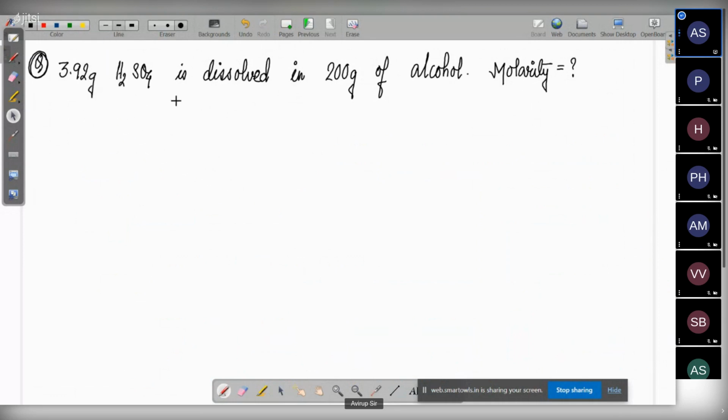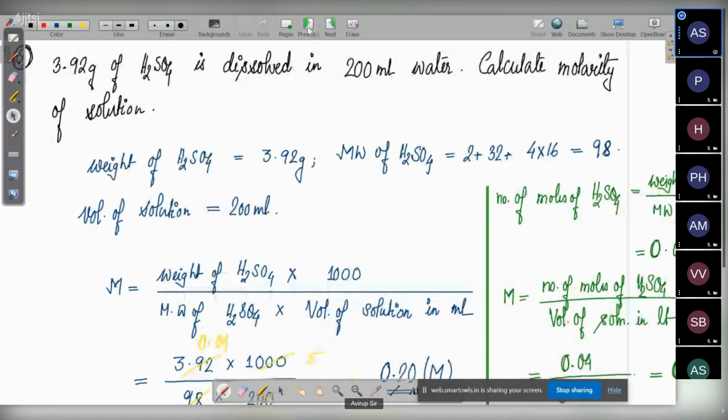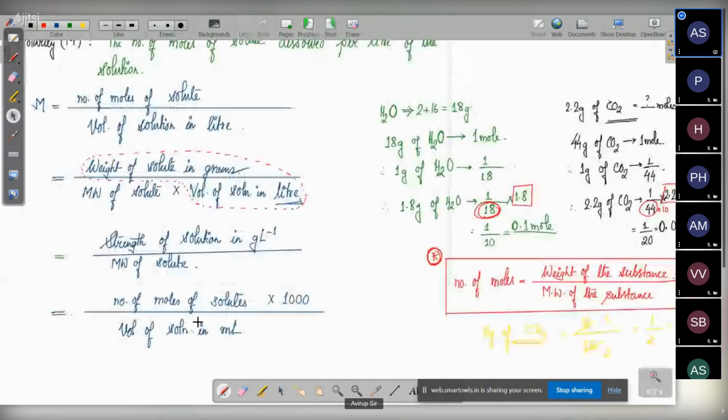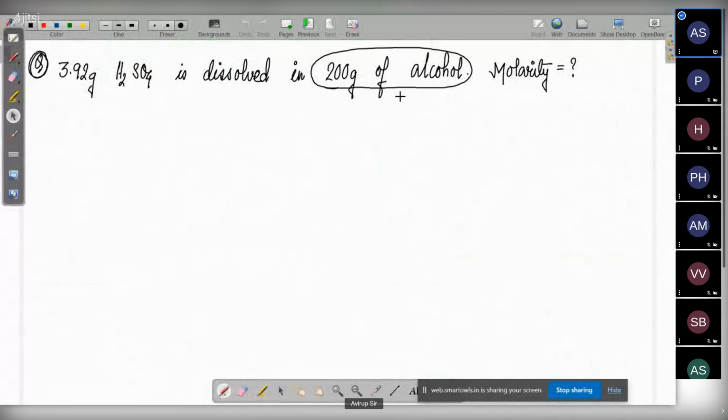So 3.92 gram is dissolved in 200 grams of alcohol. You have to find out the molarity. So how to approach this sum? Now see, here the problem lies that they have not given you the volume of solution. If you see the formulas, one thing is very constant: you need to know the volume of solution. That is a must. Without knowing the volume of solution, you cannot do the sum.